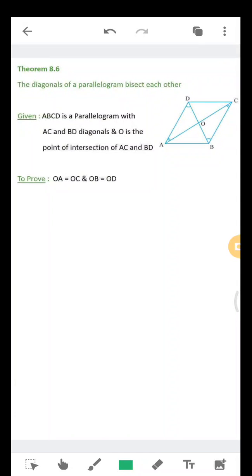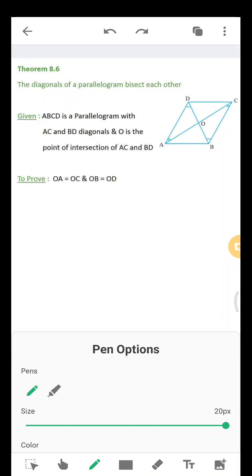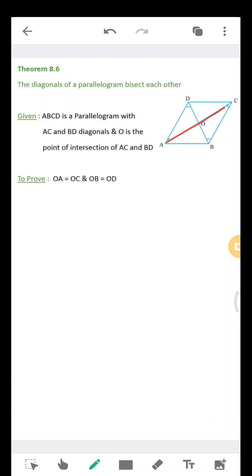Back, dear students, let's continue with the next theorems of quadrilaterals. In theorem 8.6 we have to prove that diagonals of a parallelogram bisect each other. What do you mean by bisect each other? It means that this diagonal AC and diagonal BD, they meet at a common point, they divide each other equally.